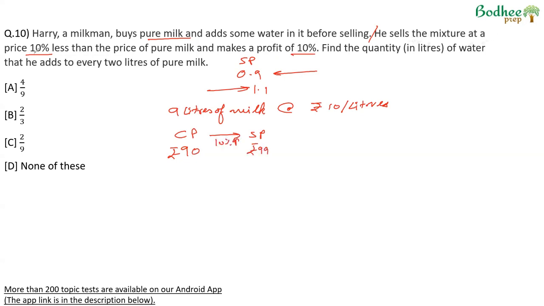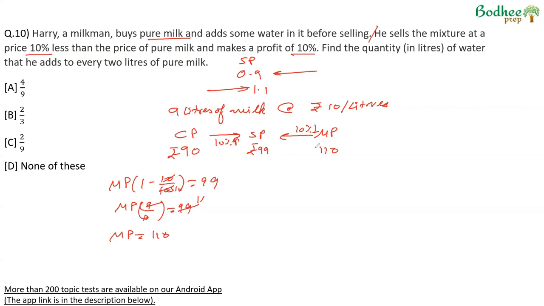But we know that he sells the mixture at a price 10% less than the price. So the marked price of the milk that he's selling should be such that reducing it by 10% leads us to 99. So MP into 1 minus 10 upon 100 is the selling price, or MP into 9 by 10 is equal to 99. So MP is 110. So the marked price should be 110 rupees. On this, he'll get a 10% discount, sell it for 99, but his actual cost price was 90, so he'll get a profit of 10%.